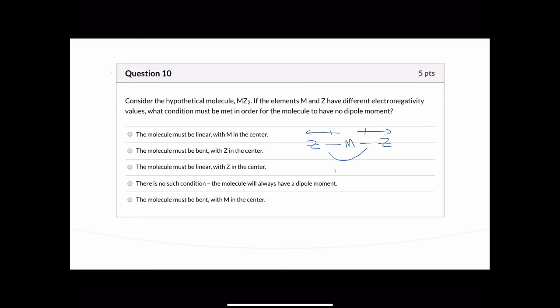The only way I can get those dipoles to cancel out completely is if the molecular geometry is linear. So the bond angle here would have to be 180 degrees. So the answer is the first one, that the molecule must be linear with M as the central atom.